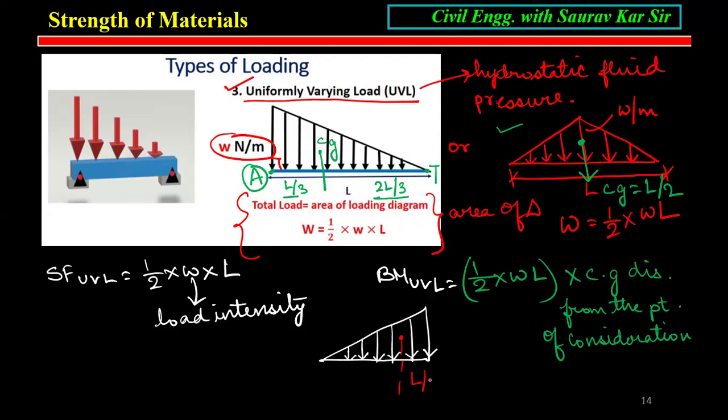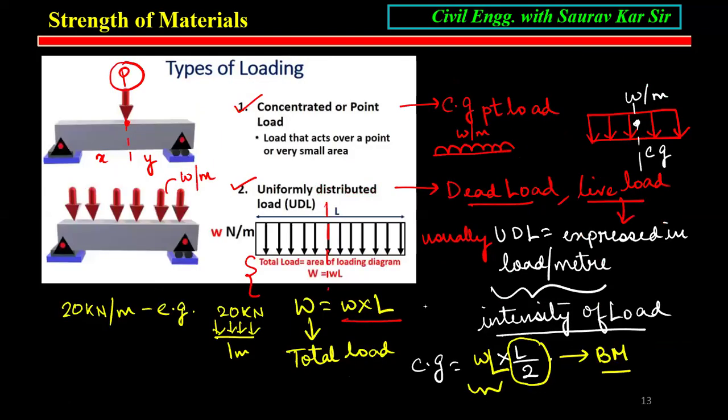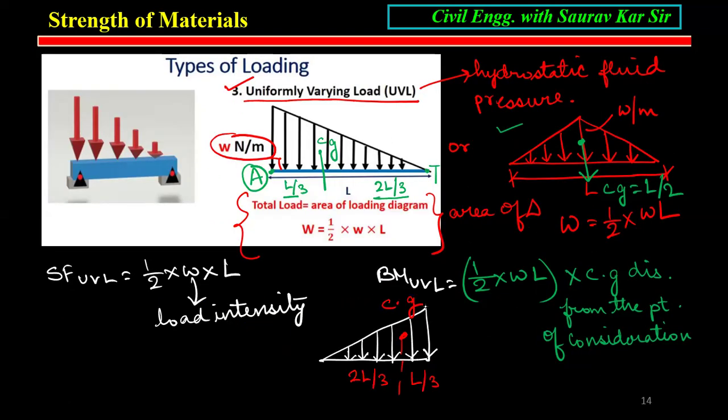Here L by 3 from the right hand side and 2L by 3 from the left hand side. There is a CG distance. So this is nothing but the CG distance which I am showing you. Very important for bending moment. Mainly we require this CG distance for bending moment.